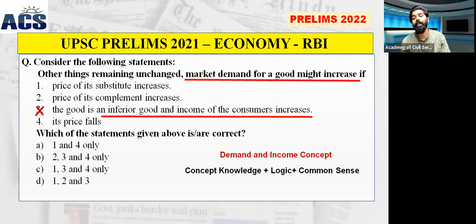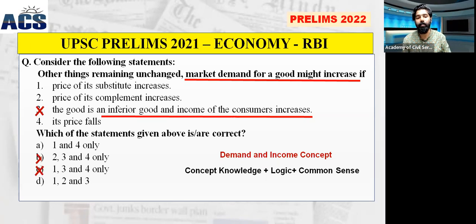Because of that, the third statement is an opposite concept. When the income of a consumer decreases, only then the demand for the inferior good will increase. That means things like Maggi will increase only when our income is less. When our income is increasing, we will never prefer the inferior good; the demand is decreasing. The question says the demand must increase, but they have written the statement the opposite way. This is why the third statement is wrong.